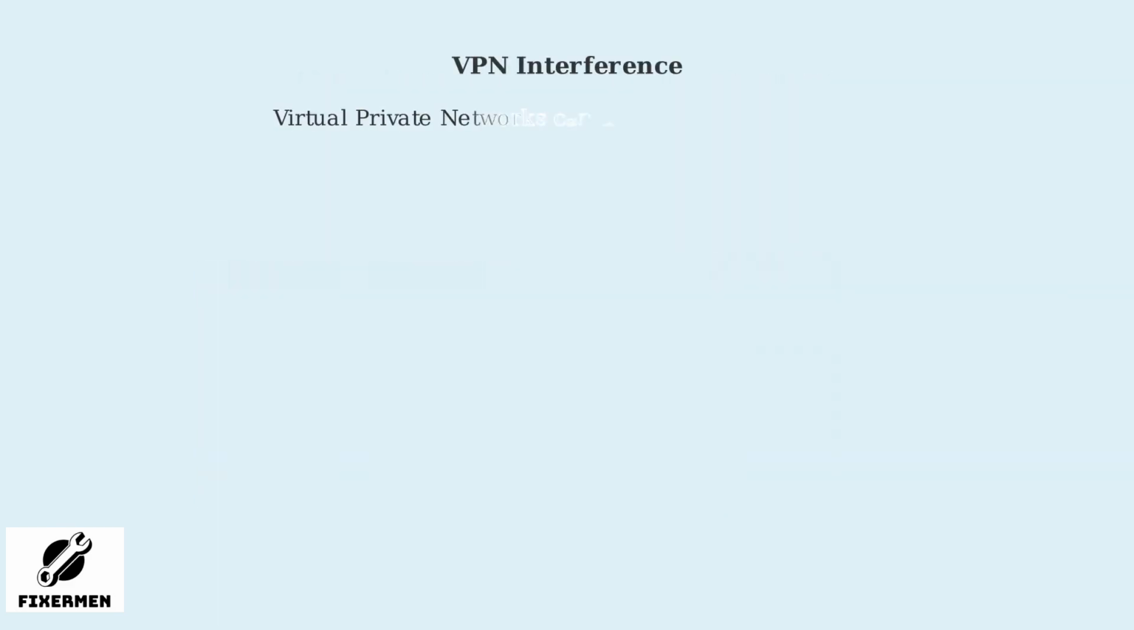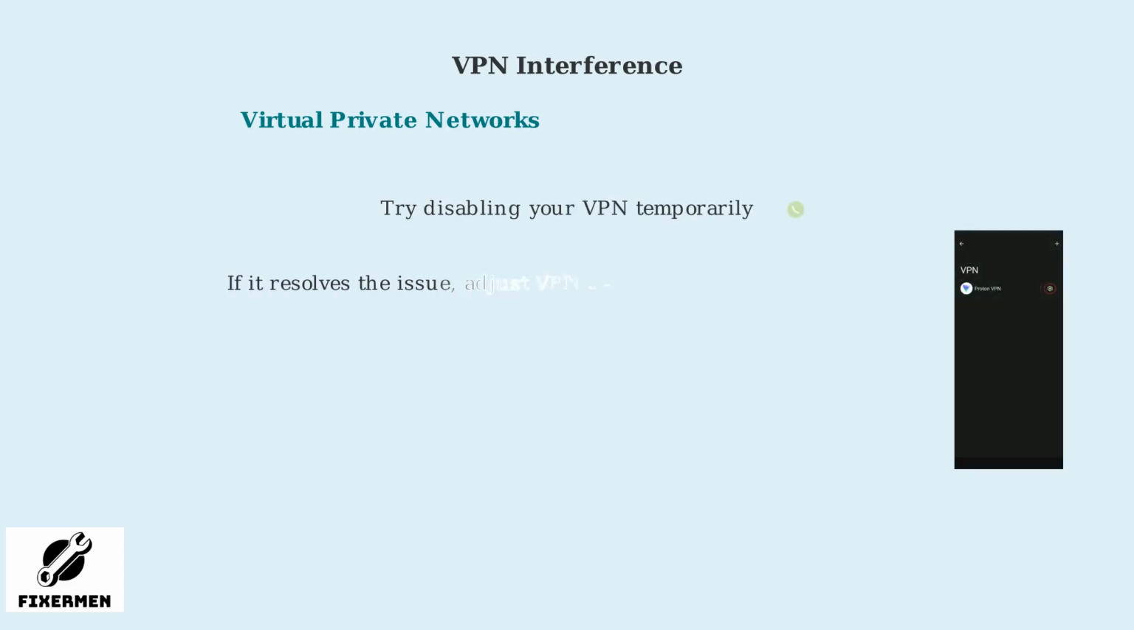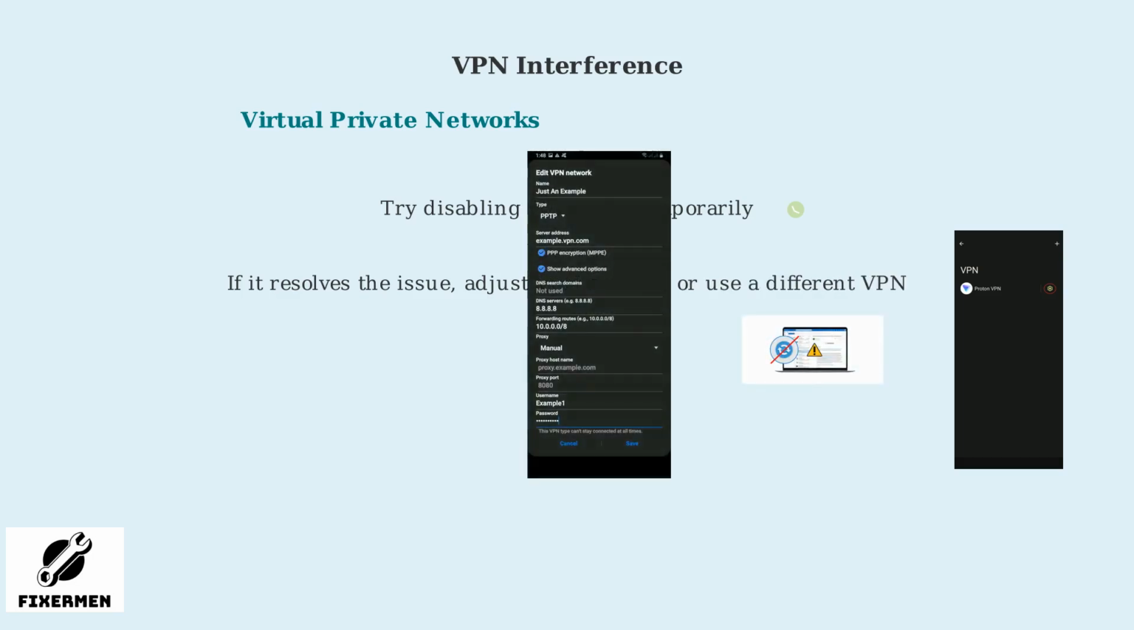Virtual private networks can sometimes disrupt Outlook syncing by interfering with the connection to Microsoft servers. Try disabling your VPN temporarily to see if it resolves the issue. If it does, you may need to adjust your VPN settings or use a different VPN service.